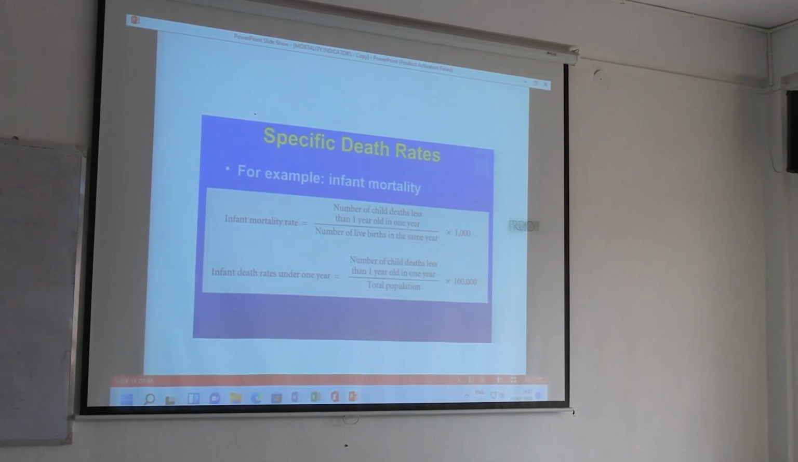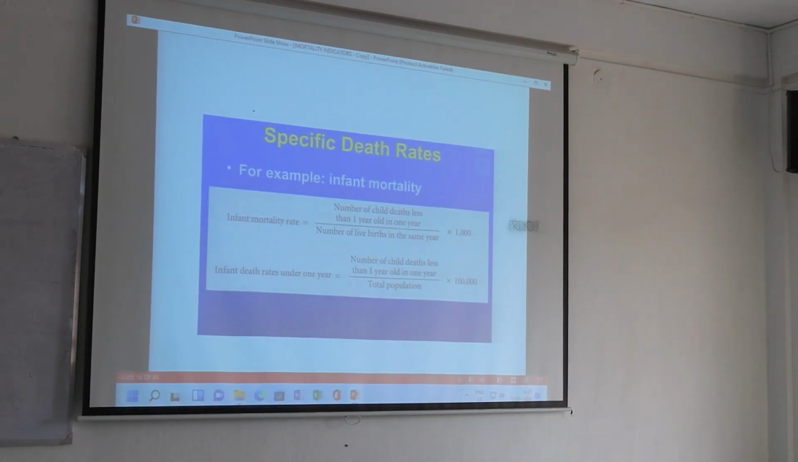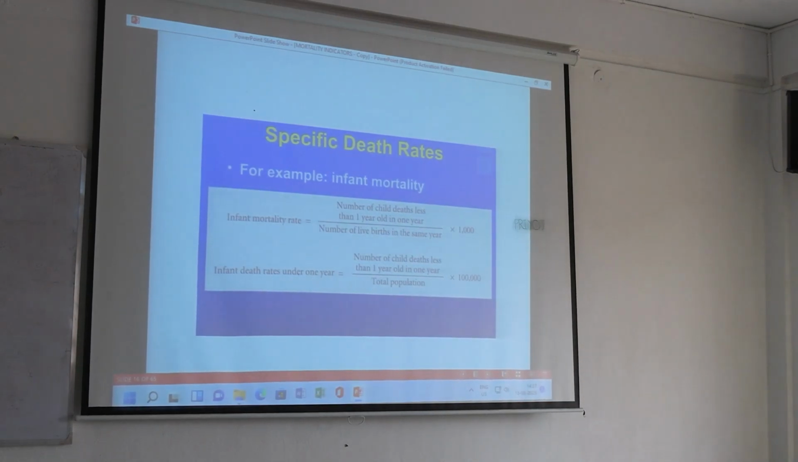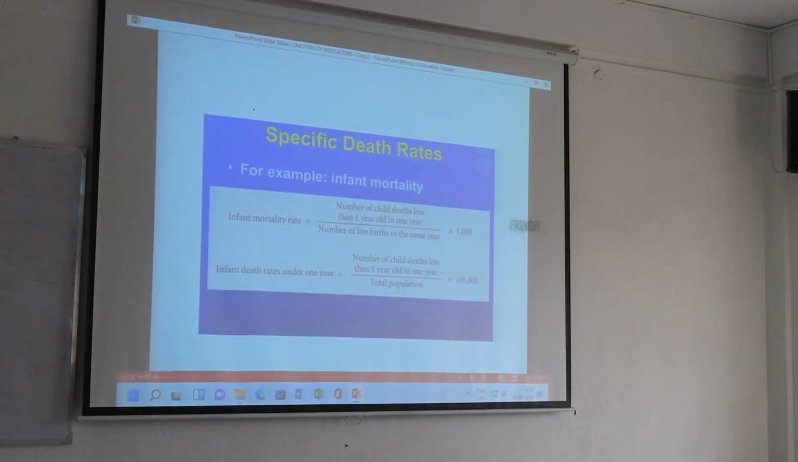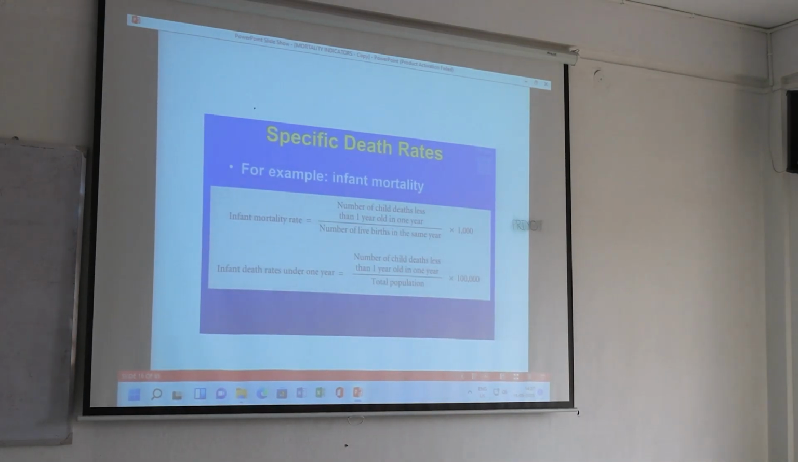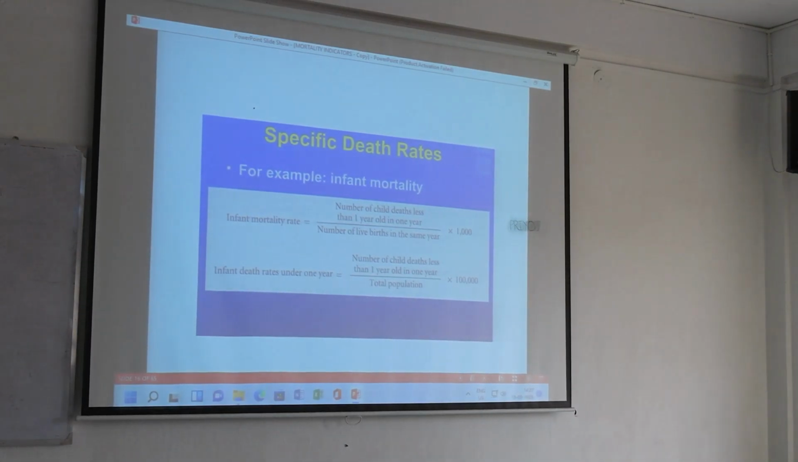Number of child deaths less than 1 year divided by total number of live births. That is the rate. The one above is infant mortality ratio; the one below, we are talking about infant mortality rate. The denominator is total number of live births, not the total population. So suppose there are 10 deaths and the number of live births are 1,000, 10 divided by 1,000, and multiplied by 1,000. That will be the answer.